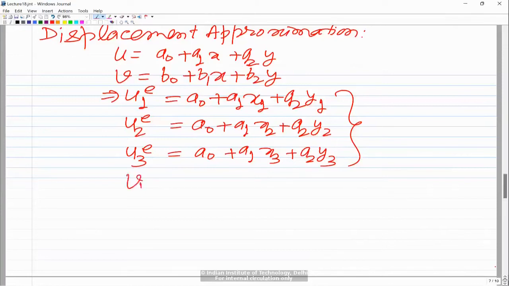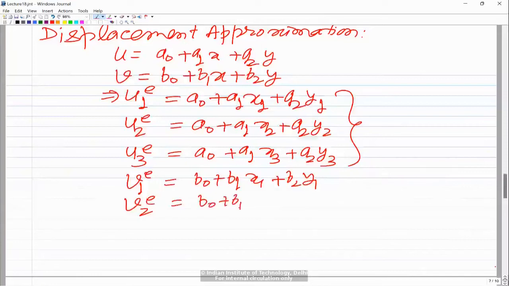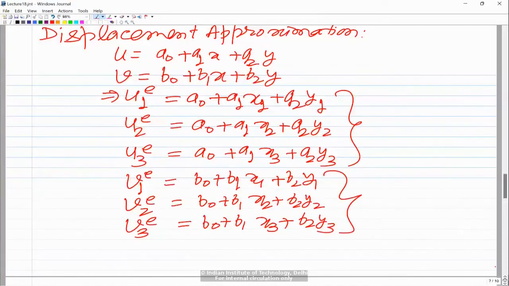So we will have V1 at node 1 equal to B0 plus B1 into X1 plus B2 into Y1, and V2 will be equal to B0 plus B1 into X2 plus B2 into Y2, and then V3 will be equal to B0 plus B1 into X3 plus B2 into Y3. Same way, the solution for this is also going to be exactly the same.